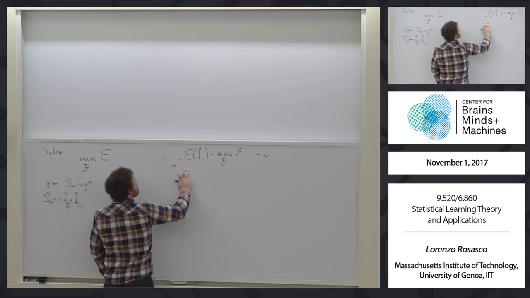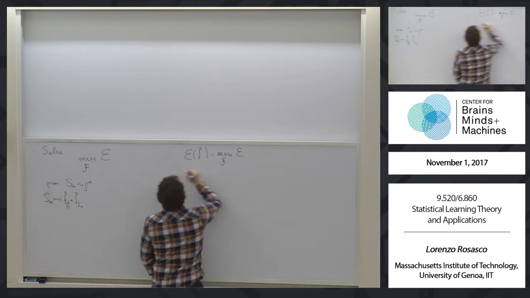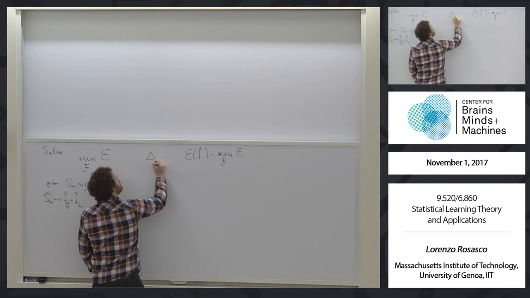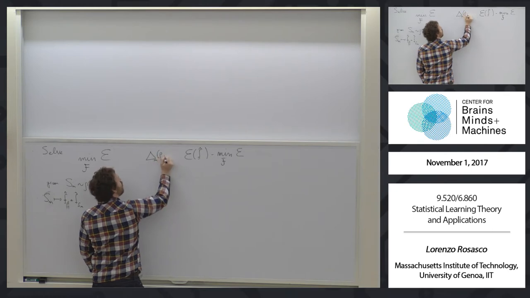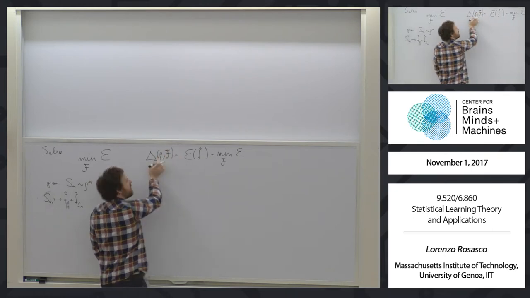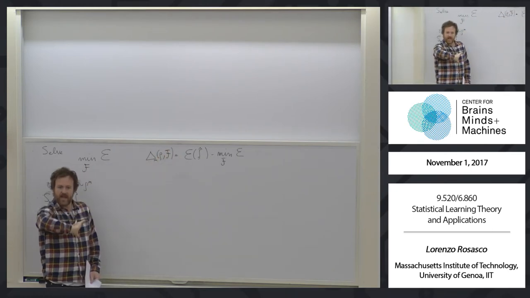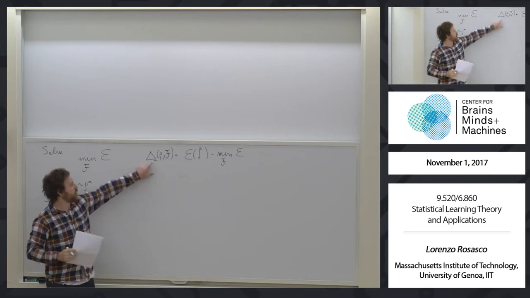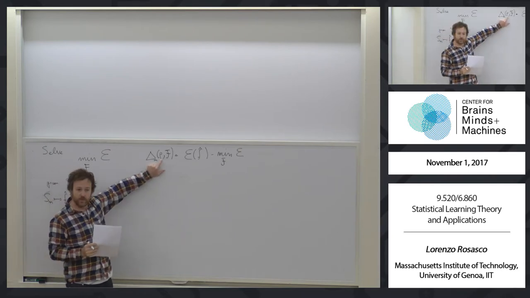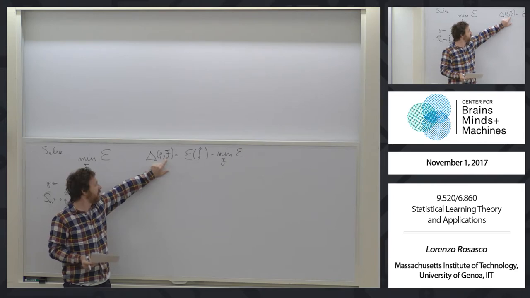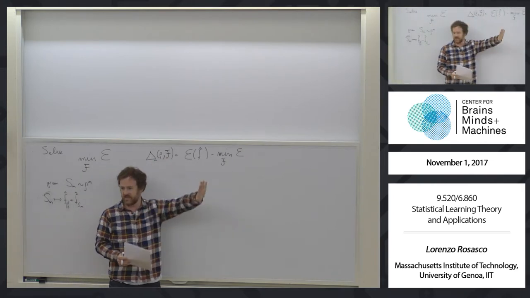Or let me do it like this, which is slightly better. So let me give a name to this quantity. Let me call it delta n rho f. It is the deviation of the one I have to the true one. It depends on the number of points. It depends on the distribution that generates the data. And it depends on which class I put here. In which case is everything.